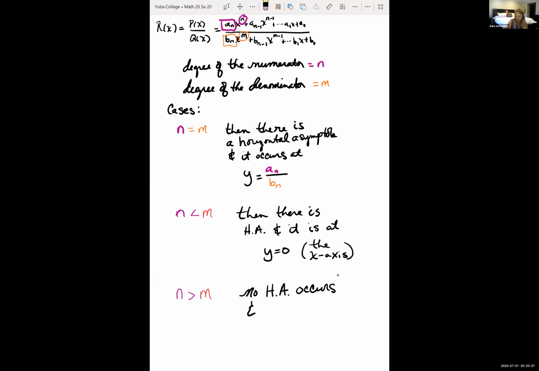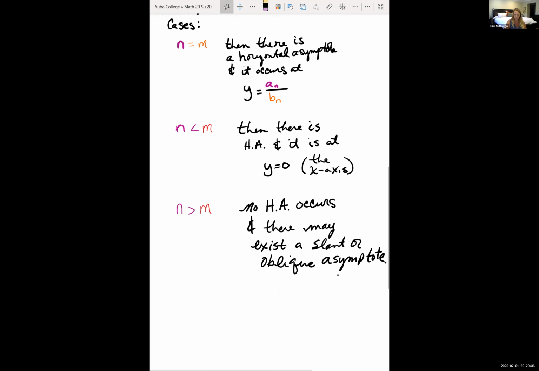And there may exist a slant or oblique asymptote. Okay, notice here, it's impossible to have one of these oblique asymptotes or slant asymptotes and have a horizontal asymptote. So you're never going to have both.